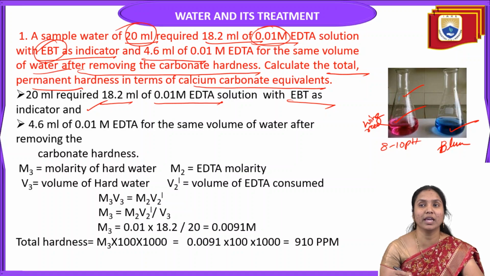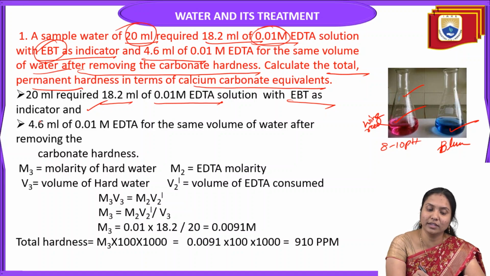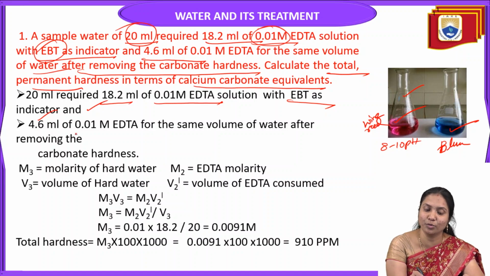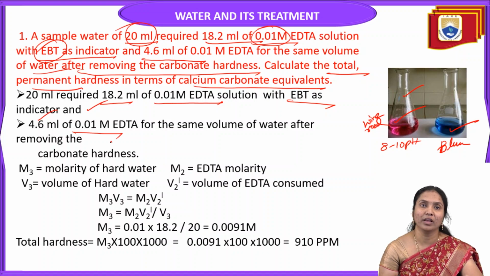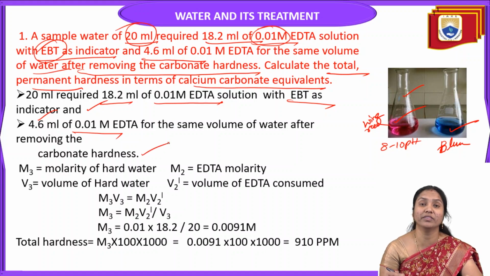In the second case, the same volume, 20 ml, of the remaining permanent hard water sample after removing temporary hardness causing ions is taken, and it requires 4.6 ml of 0.01 M EDTA. So that means we have removed the temporary hardness, and in the second case we can calculate the permanent hardness of water.